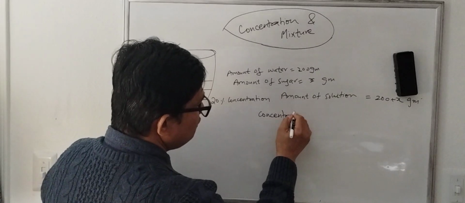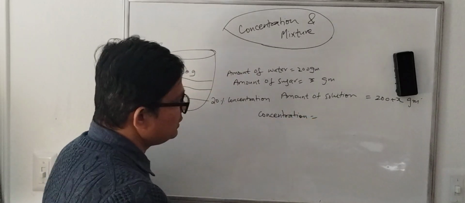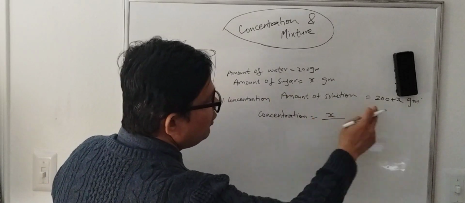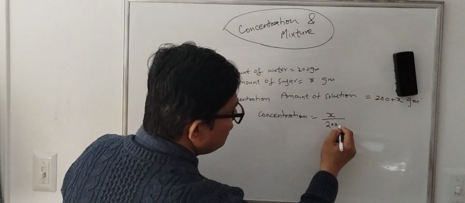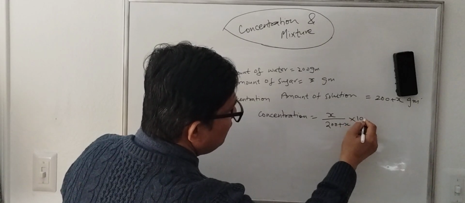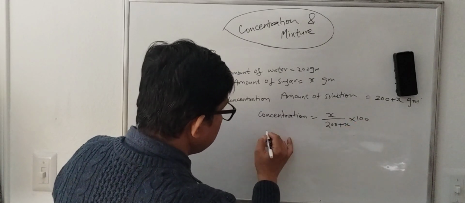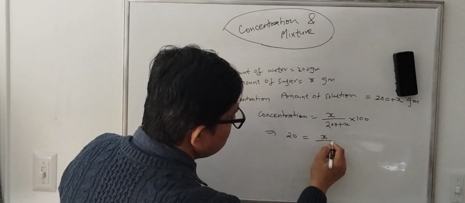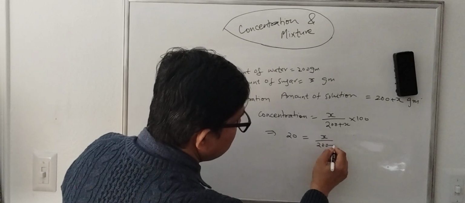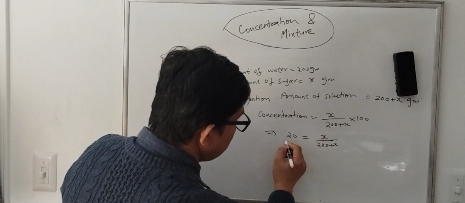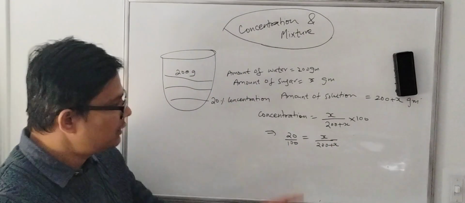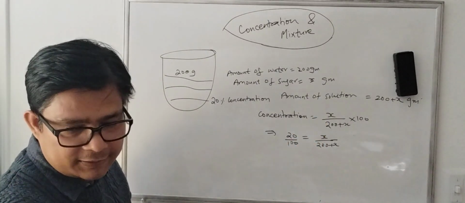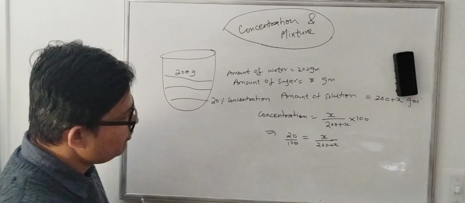I hope I'm not making a spelling mistake. Concentration will be the amount of solute, which is sugar, x, divided by the amount of solution, which is 200 plus x, times 100, which is concentration. Concentration is 20%. So 20 is equal to x over 200 plus x, times 100. I will bring 100 this side. So this will be 20 divided by 100, which is 20%, is equal to x divided by 200 plus x. Got it? Any confusion? No?